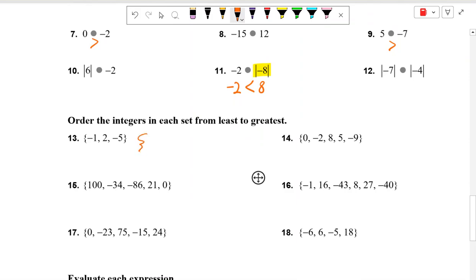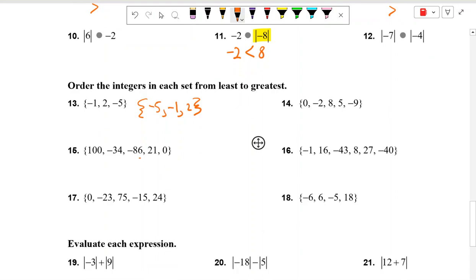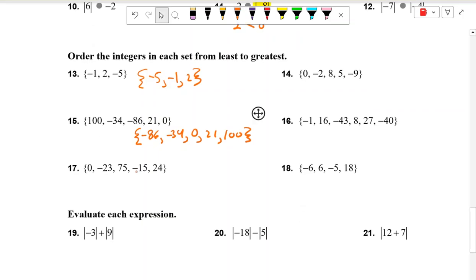Moving on to number 13. Use set notation. So begin your set with a brace. And this is negative 5, negative, oops, not negative 2. It's negative 1, 2. End set. No spaces for the form. Make sure you use your commas. Number 15. Start your set. And this is going to be negative 86, negative 34, 0, 21, and 100. End set. Number 17, start your set. This will be negative 23, negative 15, 0, 24, 75. End set.